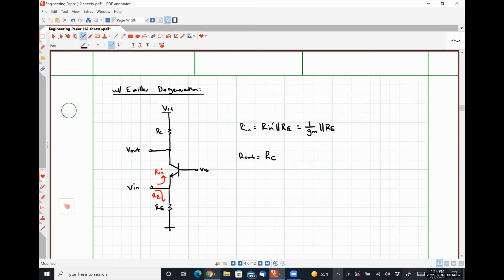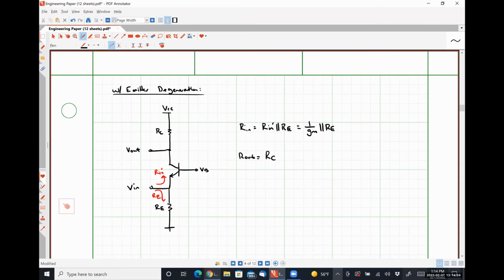Sorry, just RC. All right. Let's look at our voltage gain.